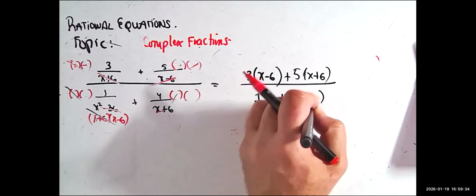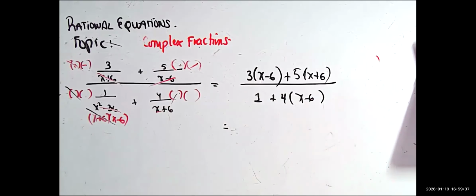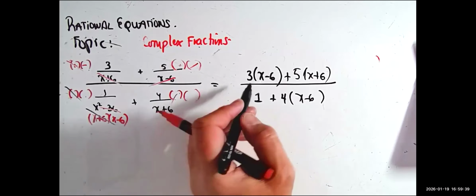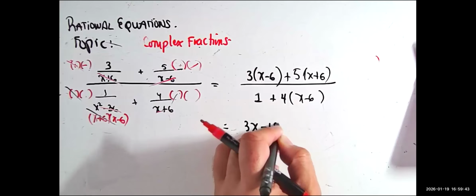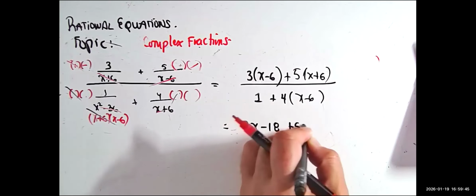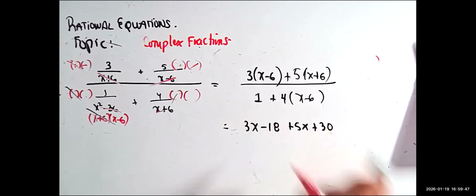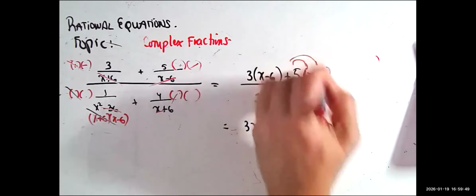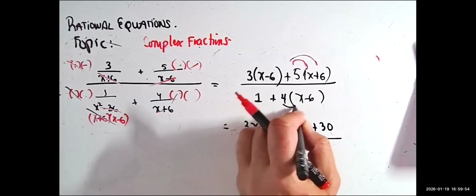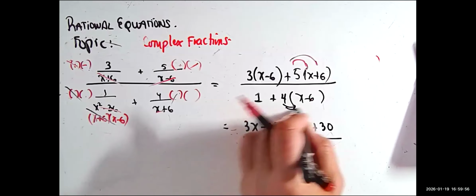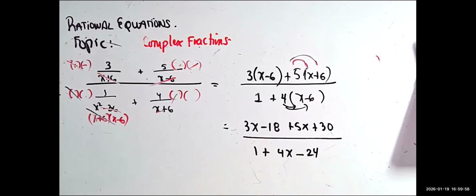Now we simplify accordingly, same old, expand to see if anything simplifies. 3 times x, 3x, 3 times negative 6, negative 18, plus 5x plus 30. You have to distribute the 5. Here, what do we have? Over 1 plus 4x minus 24.